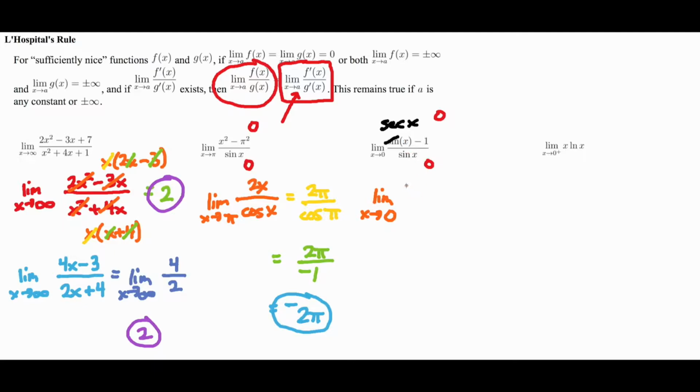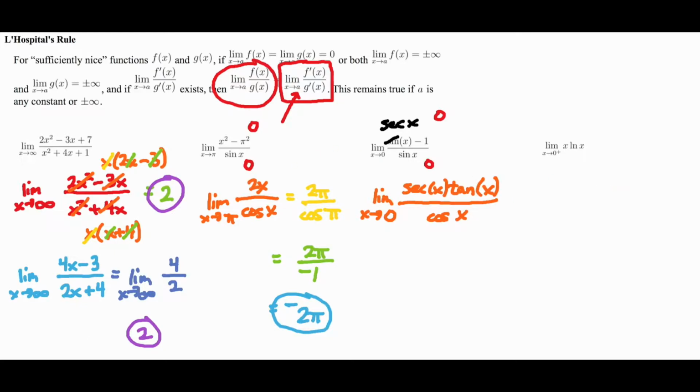So the derivative of secant, if you actually worked out all the math, would be equal to secant x tan x, and the derivative of that minus 1 is going to be 0, and we're going to divide this by the derivative of sine x, which is cosine x. So you end up with something like this.